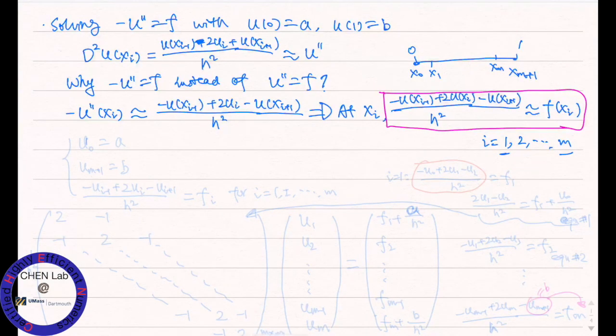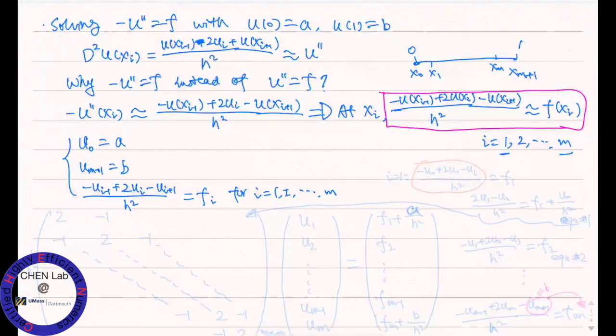So let's rewrite that. What we have is that we're going to use a subscript to denote ui, to denote u of xi. u0, we know that's equal to A, and u(m+1), we know that's equal to B. It's the given boundary condition. And for the rest, we have 1 over h squared times negative u(i-1) plus 2ui minus u(i+1), equal to fi for i equal to 1, 2, all the way to m.